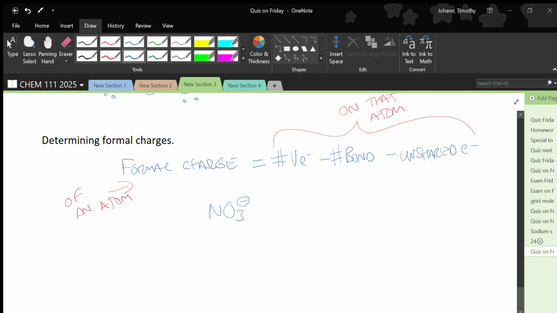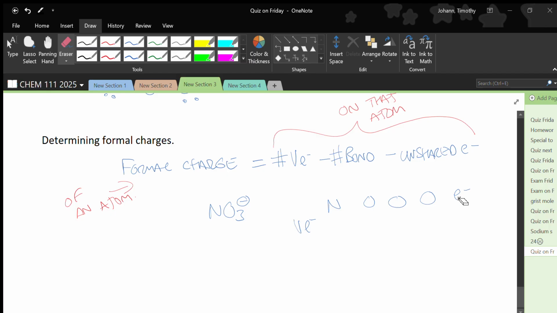Actually, I'm going to show you something that we have to do here. Because I have a negative charge on there, I have all the valence electrons of these, plus I have to add an extra one because I have a negative charge, right?